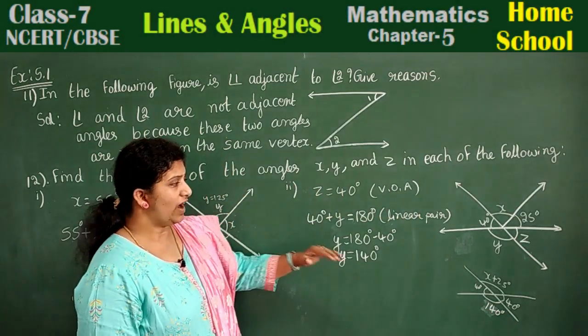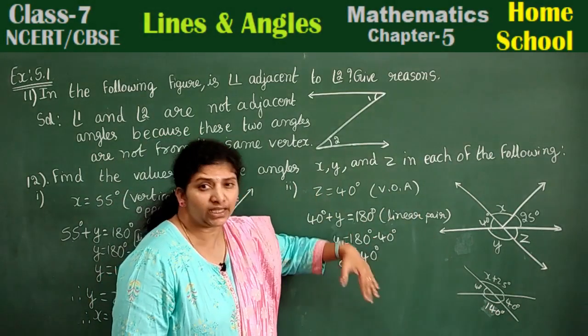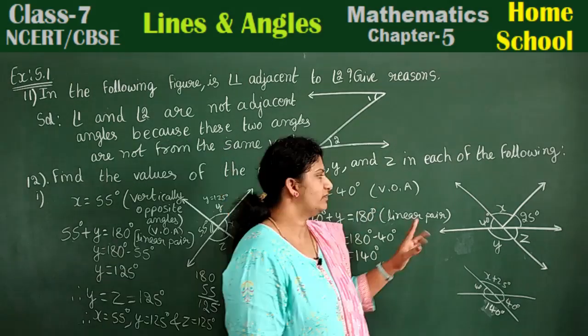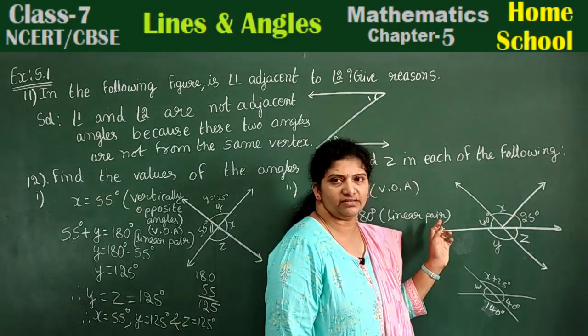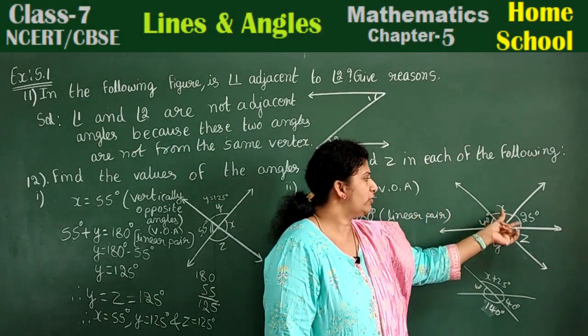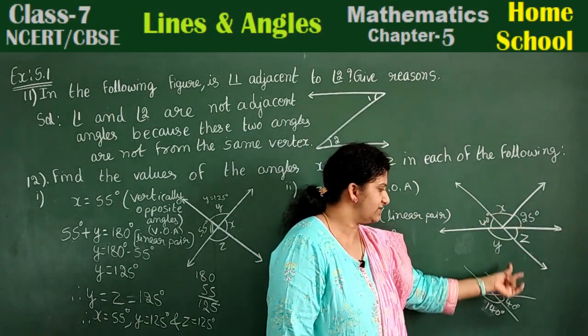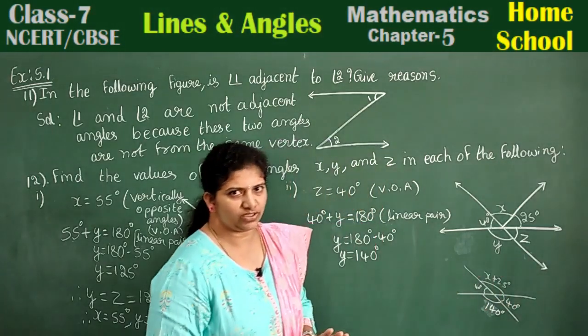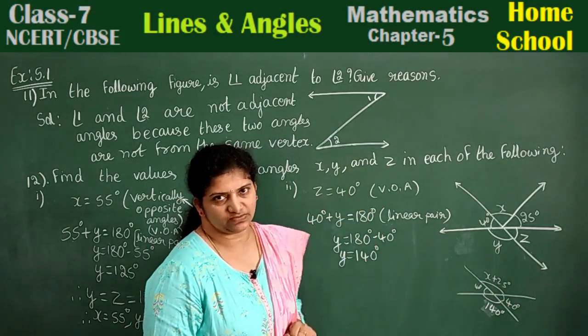Okay. 140 degree is vertically opposite to how much? x plus 25. You can see only two lines and this is one ray arising from here. So what do I do? I need to add these two angles and say x plus 25. Anyway, you can do this problem, children. Better I do it this way.